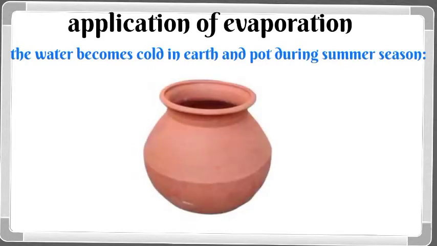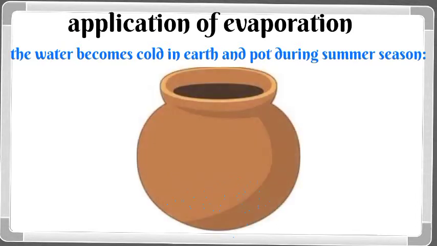Application of evaporation. The water becomes cold in earthen pots during the summer season. We know that a lot of tiny pores are present on the surface of earthen pots. The water seeps out of those pores and slowly gets evaporated. The heat required for the evaporation is taken from the water in the earthen pot. Thus, water in the earthen pot becomes cool.